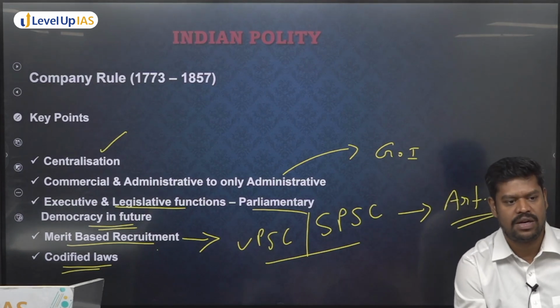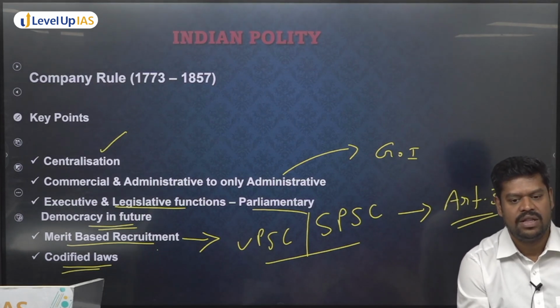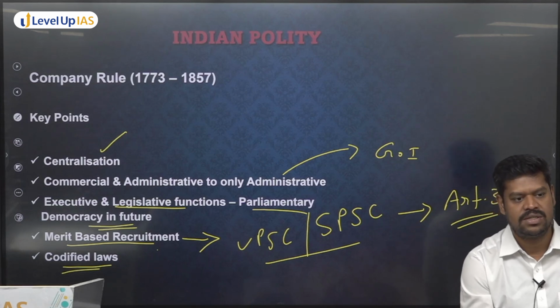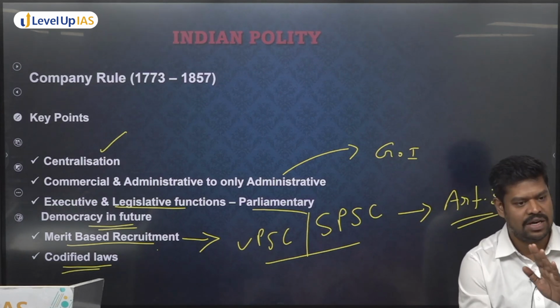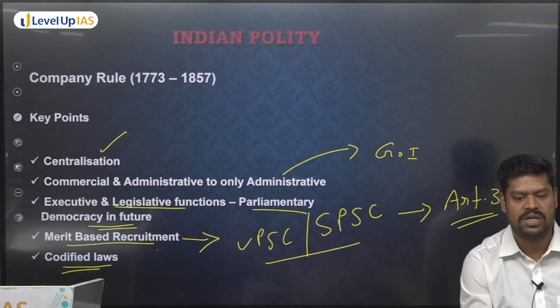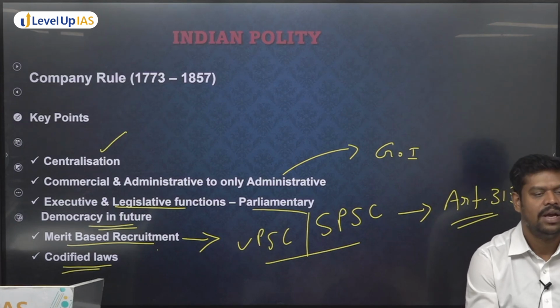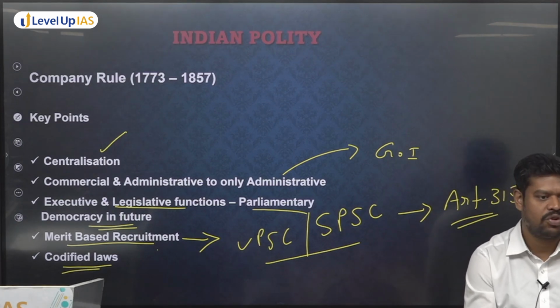Then came the Charter Act of 1813. In the Charter Act of 1813, one significant change is that they ended the monopoly except for trade in tea and trade with China. That is because, again, of the resistance of the Court of Directors.